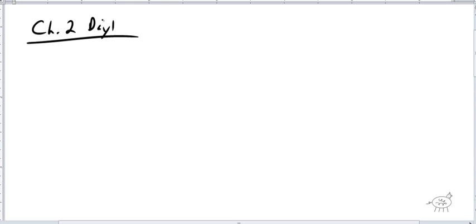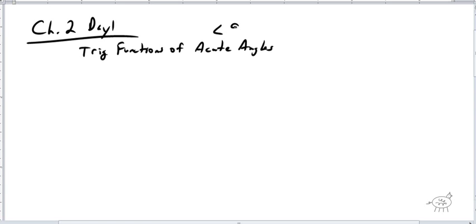Today we're going to talk about something called trig functions of acute angles. Last chapter we talked about all the quadrantals, everything with 90 degrees, and now we're going to break off into some special angles, and they're acute angles, of course, acute angles being less than 90 degrees. All right, let's set a couple things up here.